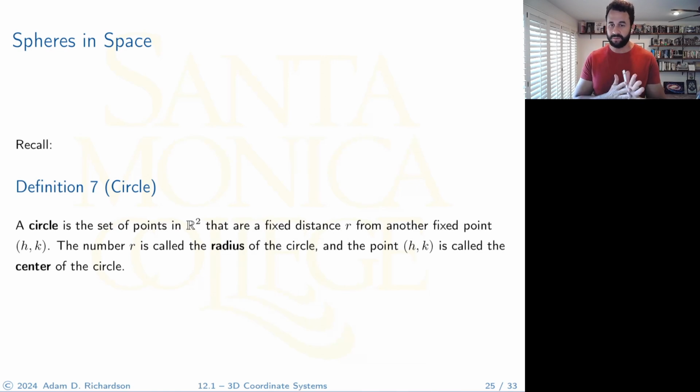Okay, now we've talked about a bunch of stuff. Let's finish up by talking about spheres in space. So you should recall from geometry that a circle is the set of points in R2 that are a fixed distance r from another fixed point, (h, k), which we call the center. So the number r is the radius of the circle, and the point (h, k) is called the center of the circle. And that's what a circle is. Basic idea is you pick a point in the plane, you pick a radius, and then you talk about all the possible points that are that far away from that center point.